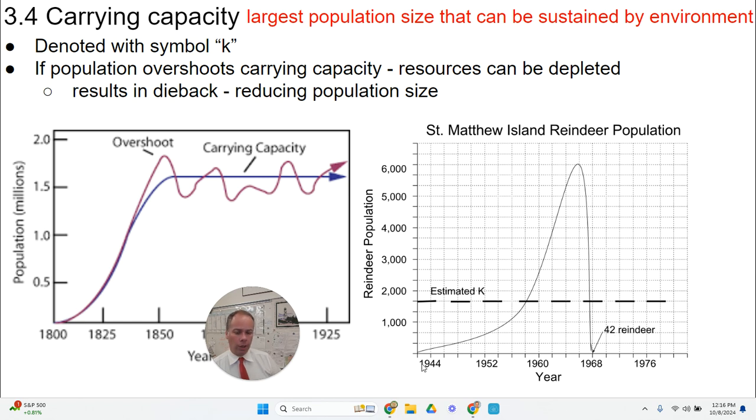In 1944, at the start of this graph, the Coast Guard brought in 29 reindeer, and they were meant to serve as an emergency source of food in case something happened on St. Matthew Island. So 29 reindeer were imported to St. Matthew Island, and what we see is the population increased pretty rapidly. There were over 6,000 deer around the early 1960s, and the population expanded significantly.